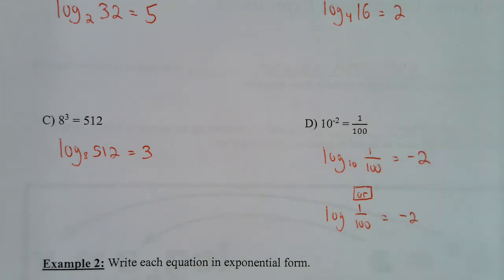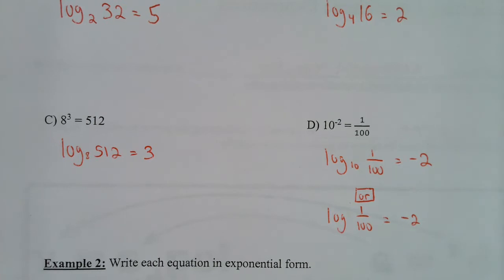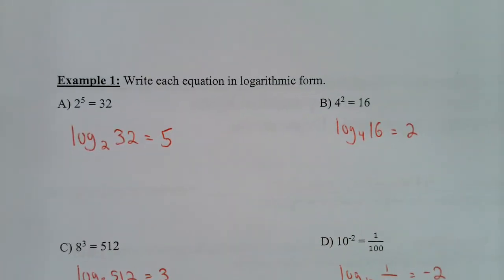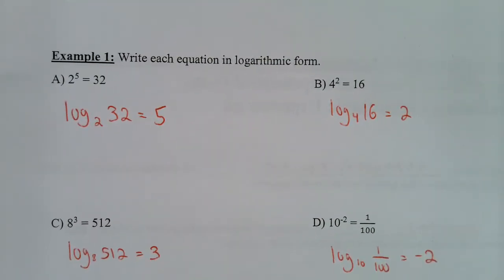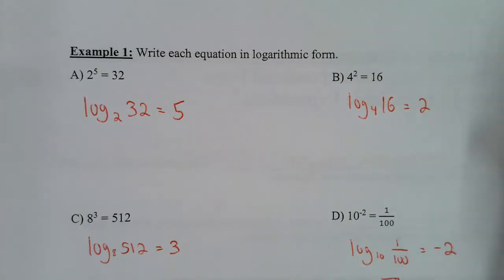It's not wrong if you write it this way, but it's like doing square roots. If there's no index, it's implied to be a 2. If there's no exponent on variables, it's implied to be a 1 normally. So if there's no number there, it's implied to be a 10. Okay, so that was example 1, taking equations in exponential form and writing them in logarithmic form.